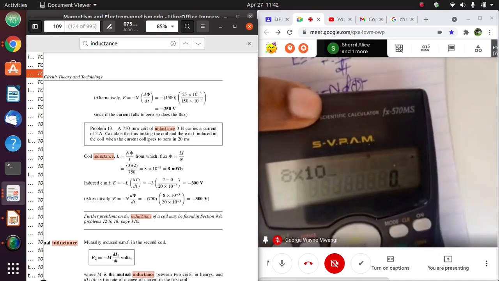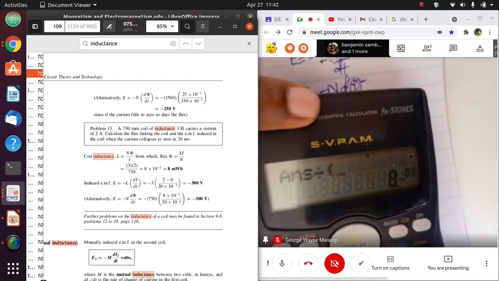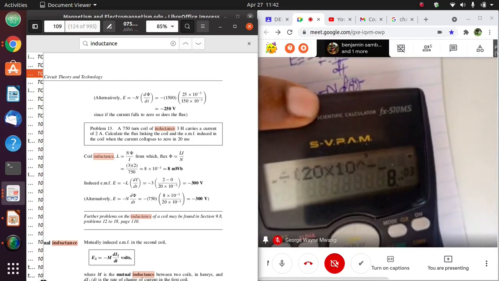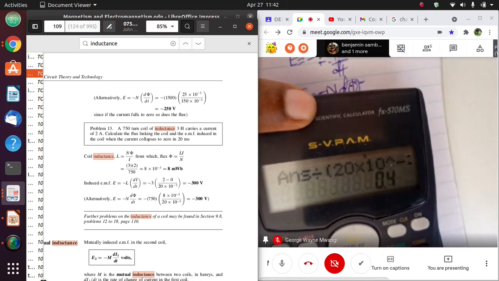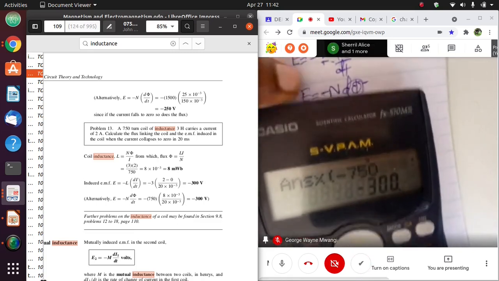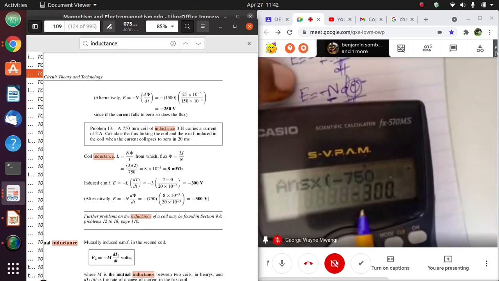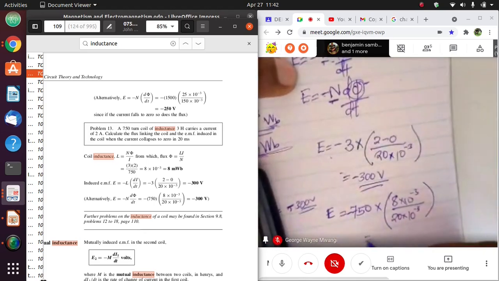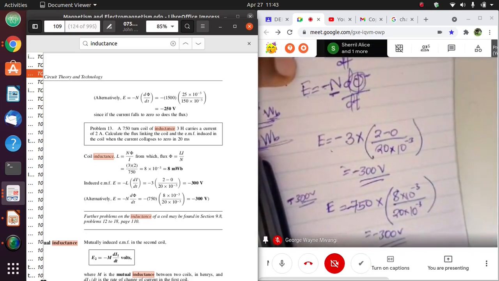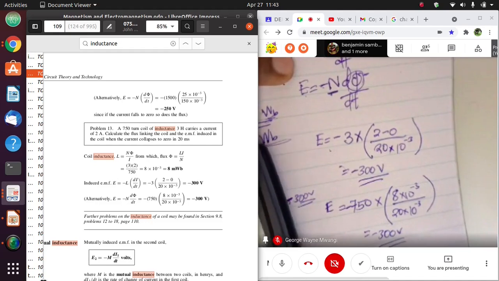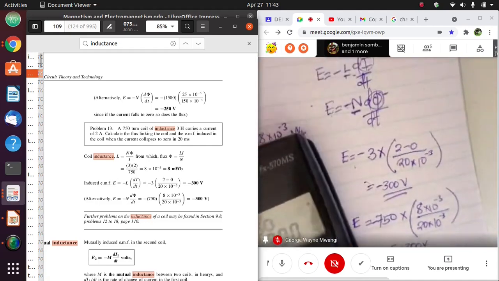So 8 times 10 raised to power negative 3 divided by 20 times 10 raised to power negative 3, times the number of turns, and now you include the negative to show direction. So you find that the answer is negative 300 as well. Negative 300 volts. So, yes. Any questions?